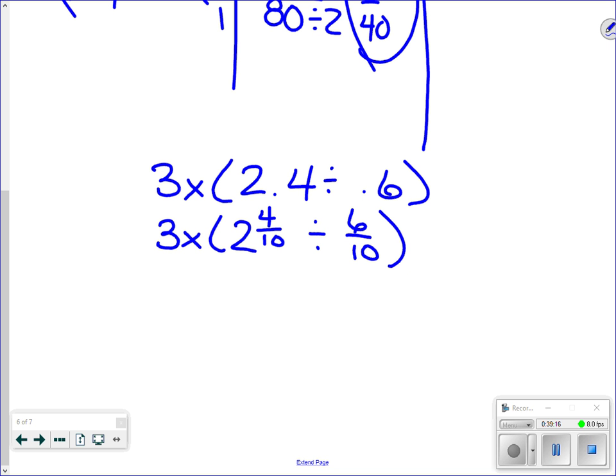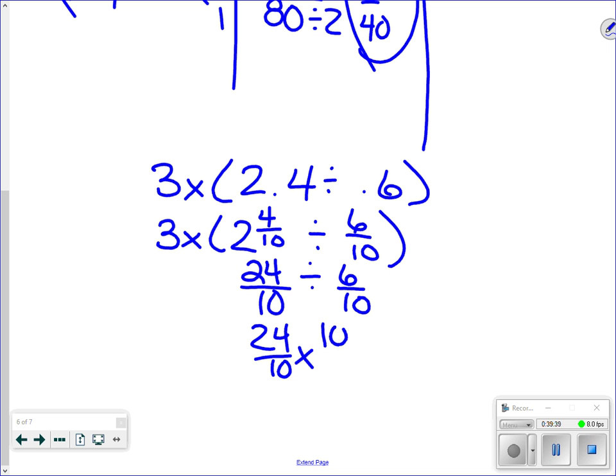You have to turn this into an improper fraction. 10 times 2 is 20 plus 4 is 24 over 10. 24/10 divided by 6/10. Keep, switch, flip. So it'll be 6. You can 2.0 this 10/10. 1.